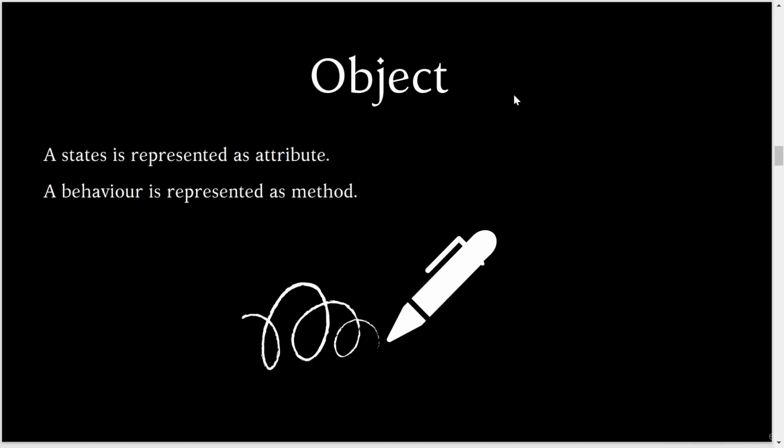And this object has a state and behavior. A state is represented as an attribute. States are nothing but the name, color or brand name of the pen. Your behavior is represented as a method. Behavior can be considered as the pen is writing.